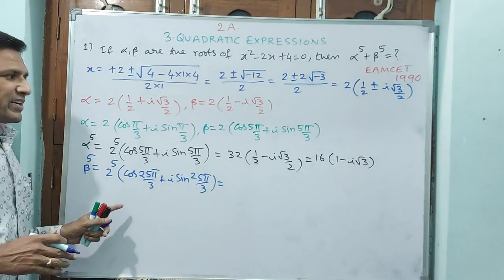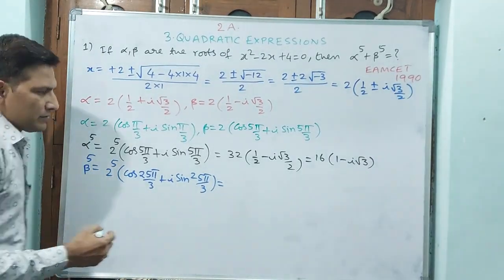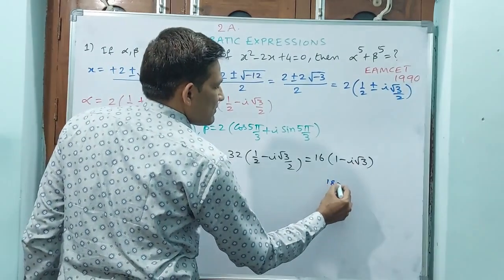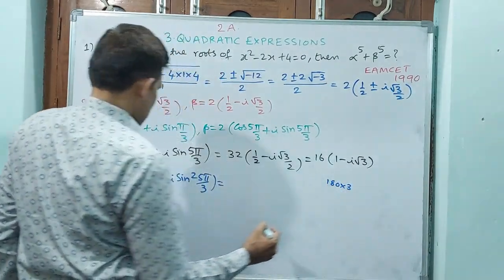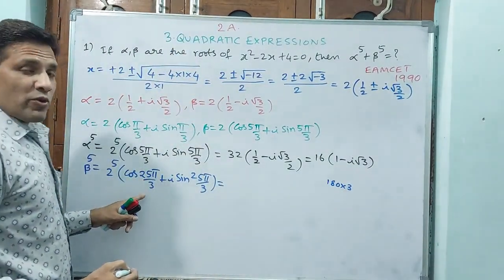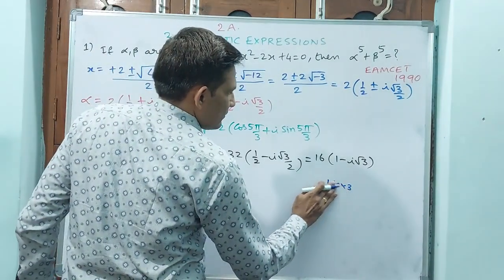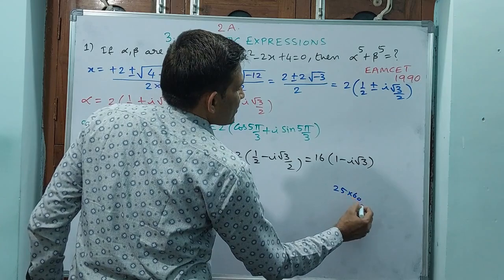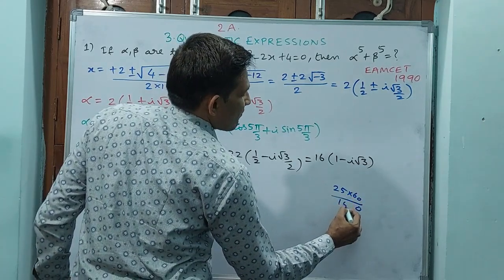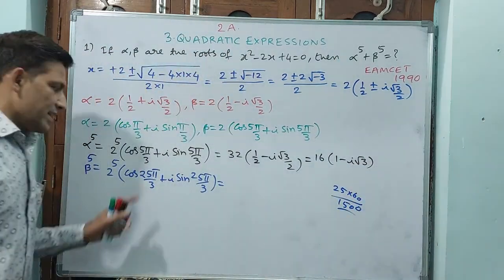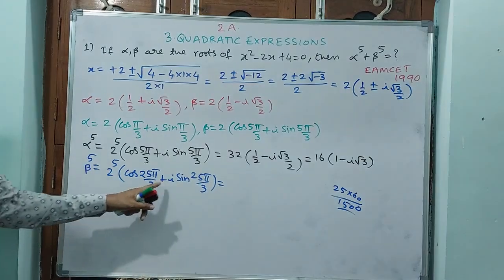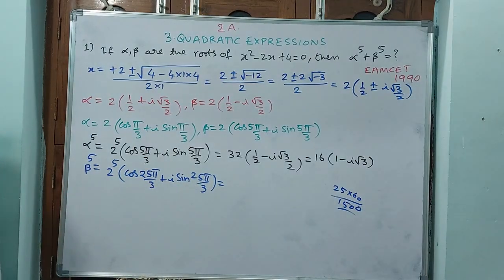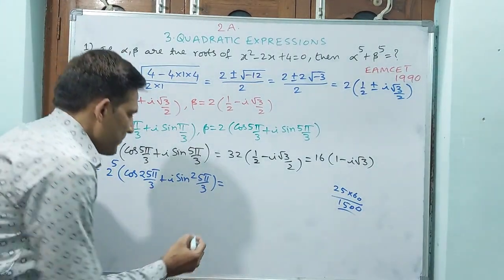1500 degrees? 180 into 25... sorry, 25π/3 means 25 into 60. 25 into 60, 625s are 150, so 1500 degrees. That is cos 1500 plus i sin 1500 degrees.